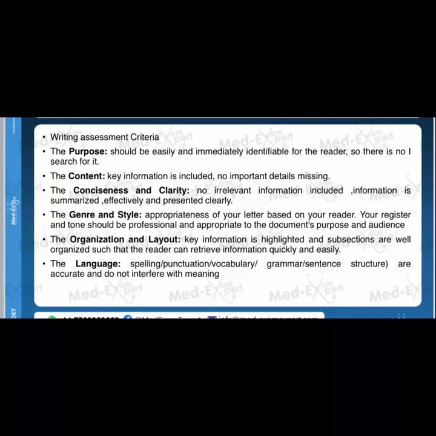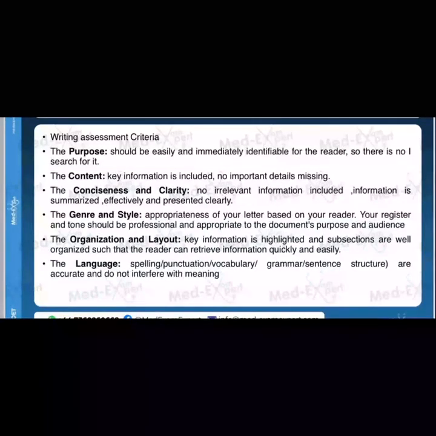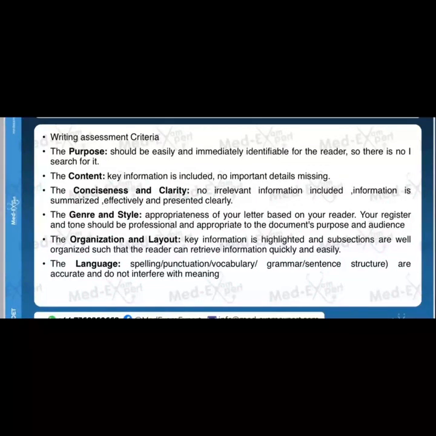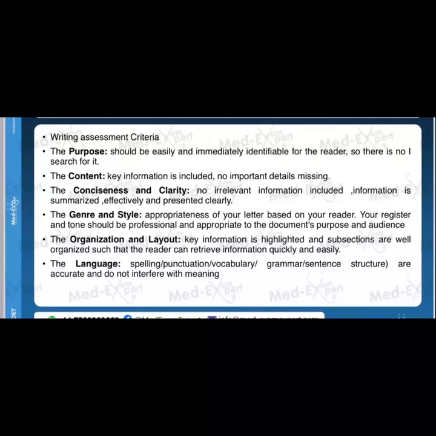Genre and style means the appropriateness of your letter based on your reader. Your register and tone should be professional and appropriate to the document's purpose and audience. So you have to present appropriateness in your letter. If you do this, you are getting grade B, very sure.